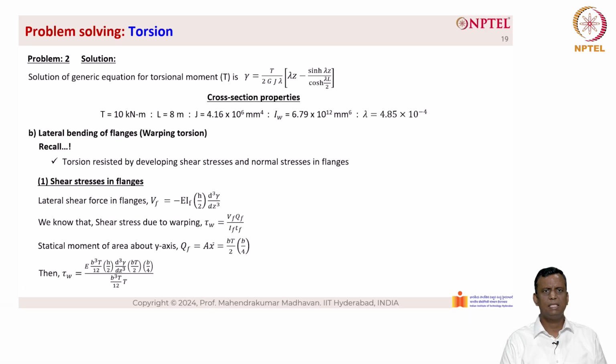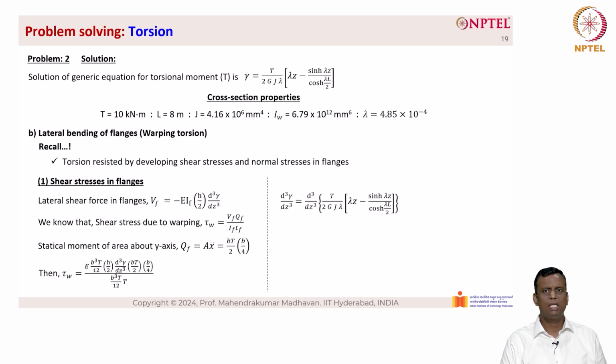Tau W now becomes E into I sub F, which is nothing but T into B cube divided by 12, into h by 2 into d cube gamma by dz cube, into BT divided by 2 into B by 4, which is the value of Q, divided by B cube T divided by 12, which is I sub F, into T, which is the thickness of the flange.